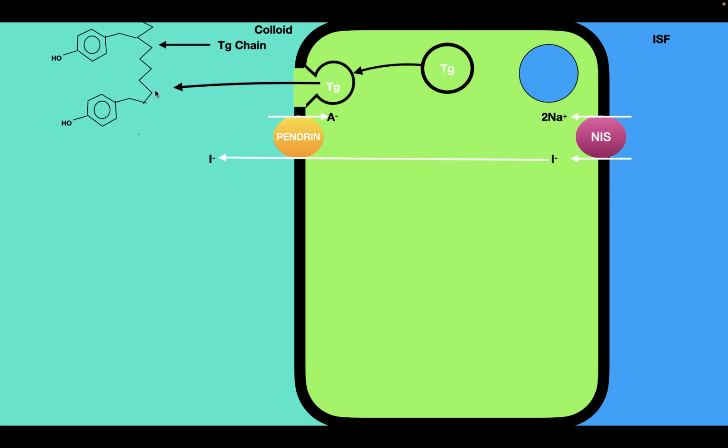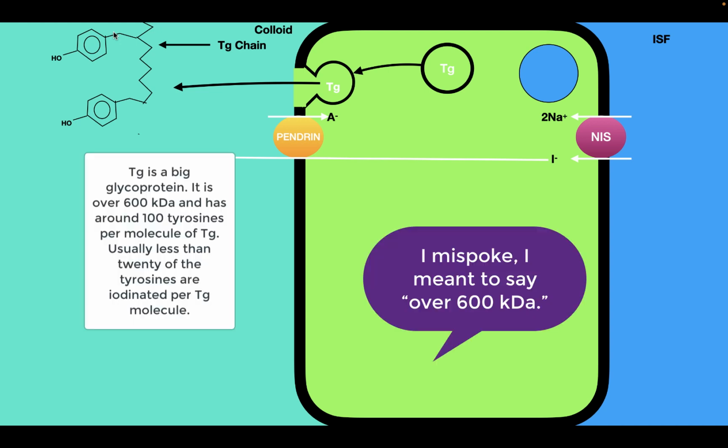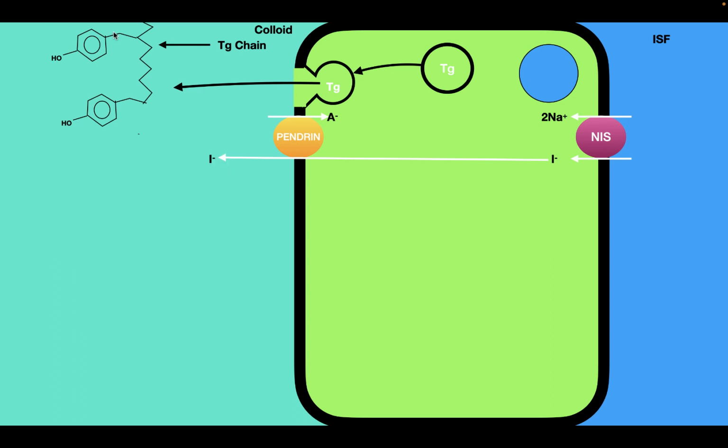This right here is a short representation of thyroglobulin. The real thyroglobulin protein is going to be extremely massive. It's going to be around 600 kilodaltons, and it has around 100 tyrosine residues on it. And only around 20 of these tyrosine residues are going to be used in order to form the thyroid hormone. So there's tons of residues on this protein, so it's a massive protein.